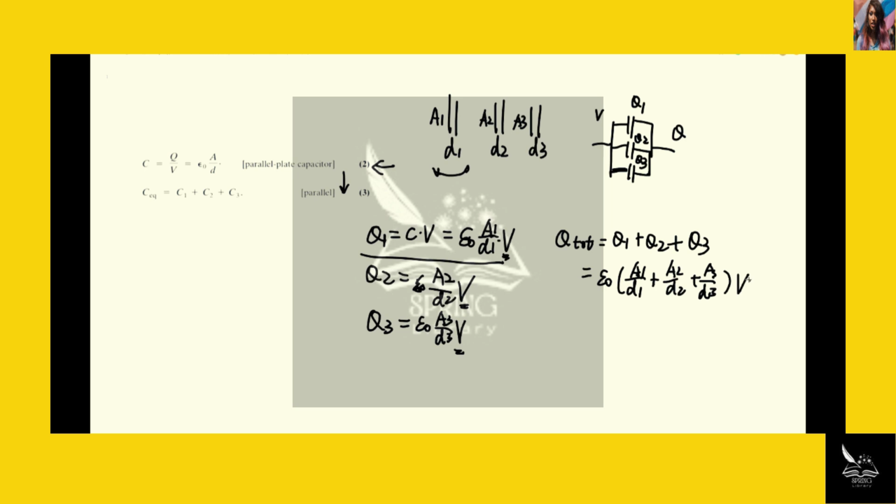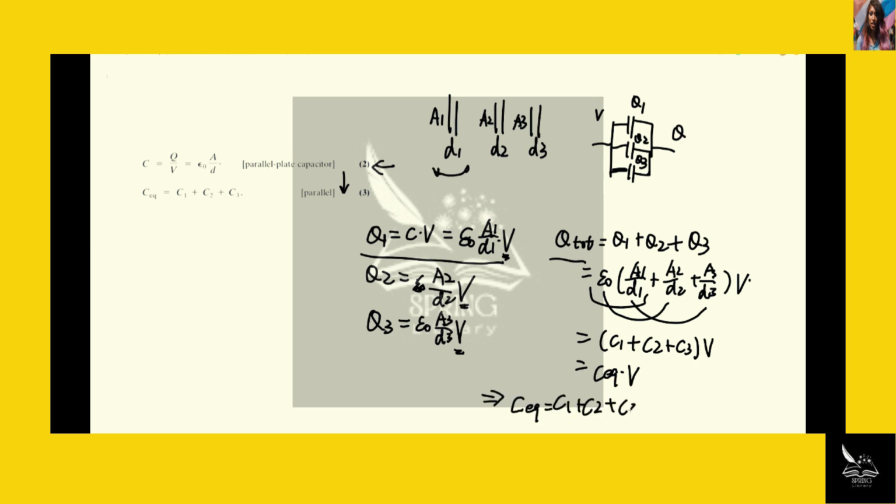So now we can see that this is just C1, this is C2, and this is C3. So this equals C1 plus C2 plus C3 times V. But Q total also equals C equivalent times V. So from this equation, we can see that C equivalent equals C1 plus C2 plus C3.